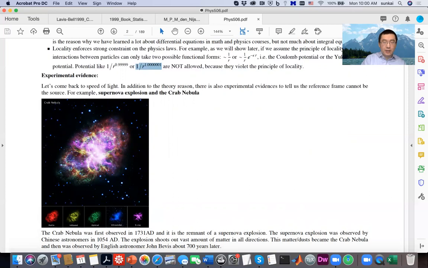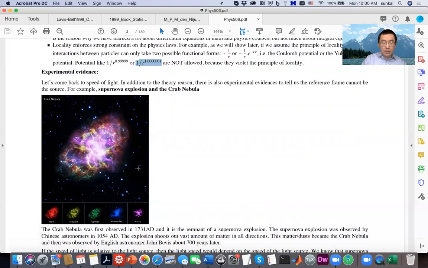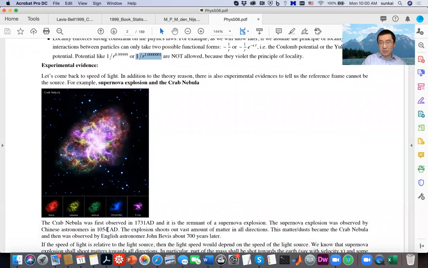This Crab Nebula is the remains of a supernova explosion. The explosion shot out dust and all kinds of material in all directions and formed this nebula. The nebula was discovered about 300 years ago, but its existence has a much longer history. The supernova explosion actually happened around 1000 AD, about 1000 years ago. Gradually this dust became larger and larger, eventually forming this nebula. It was there, but we didn't notice it until several hundred years later.